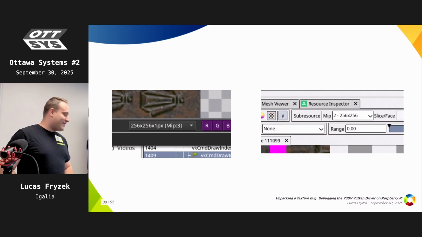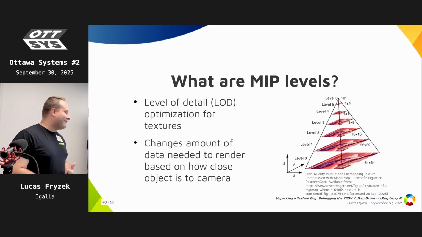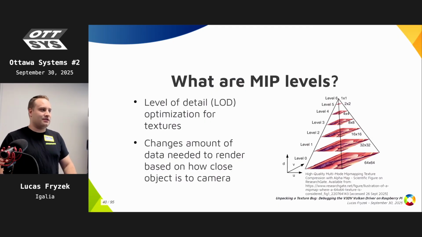And if you're not familiar with what MIPs are, I will talk about that. These are a level of detail optimization that real-time graphics uses quite often. It's existed for a long time. The earliest GPUs supported MIP mapping, and the reason for it is that it lowers the amount of texture data you need to load when you go to draw something. The idea being, when something is close to the camera, it takes up a lot of pixels on the screen.